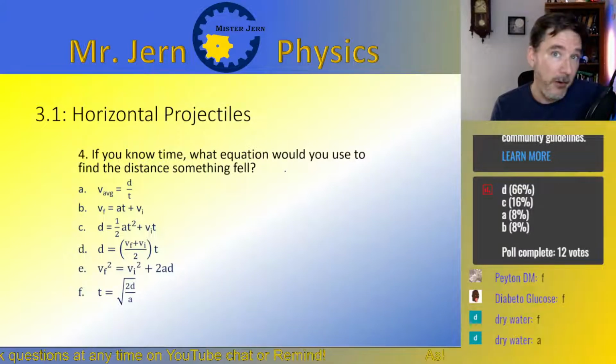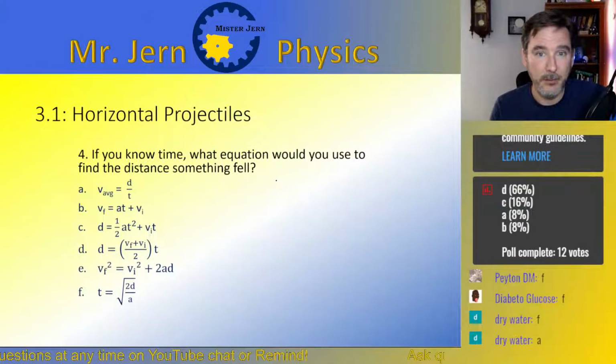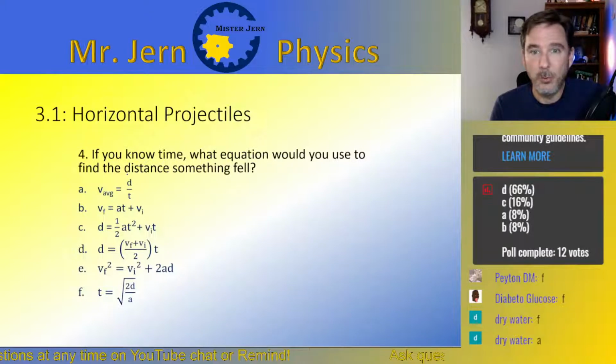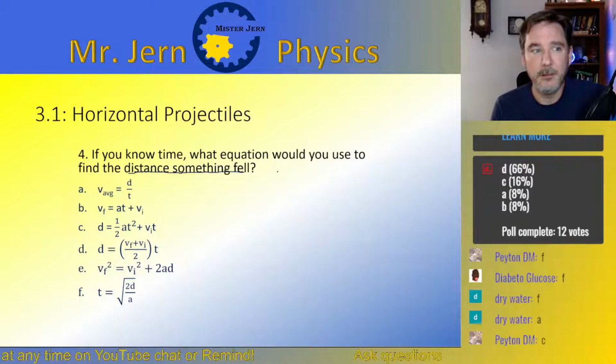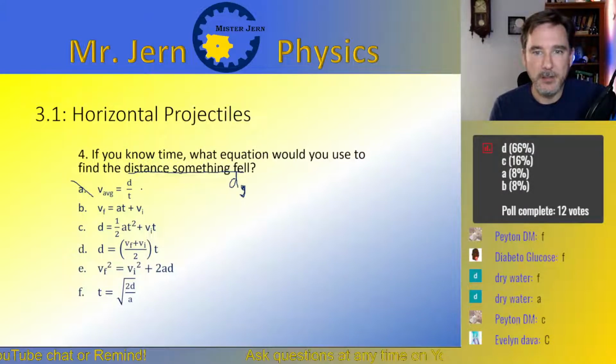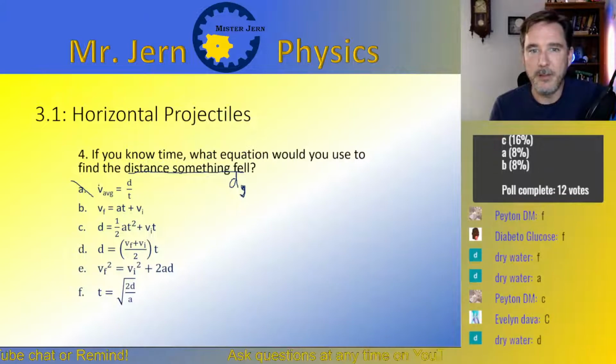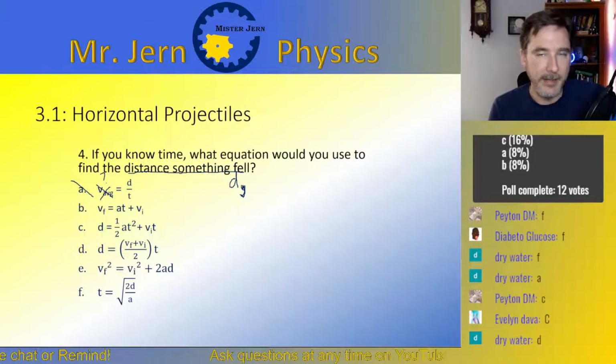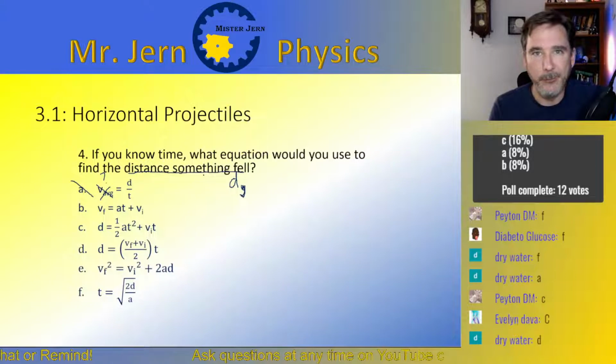Again, this is just familiarity with the practice, okay, with the equations. So I'll walk you through this as you think about it. The distance something fell. All right, we got an answer. The distance something fell is dy, the displacement in the y direction. Good. All right. Yeah, so you wouldn't use this one because the problem is we don't know v average. There's no v average. The velocity, I mean, there is, but we don't know it. The velocity is always changing, right?